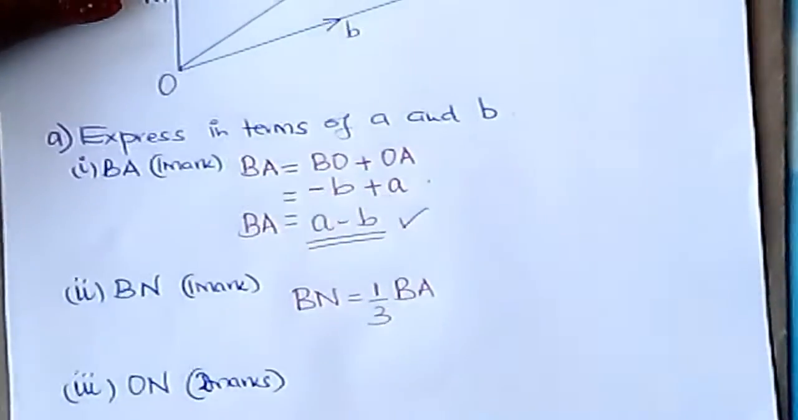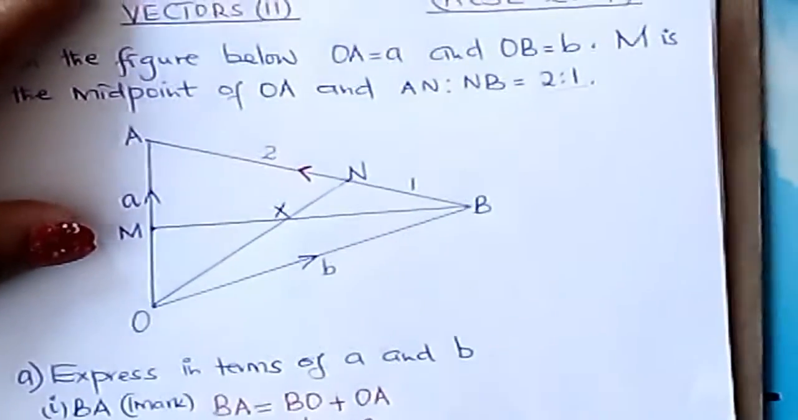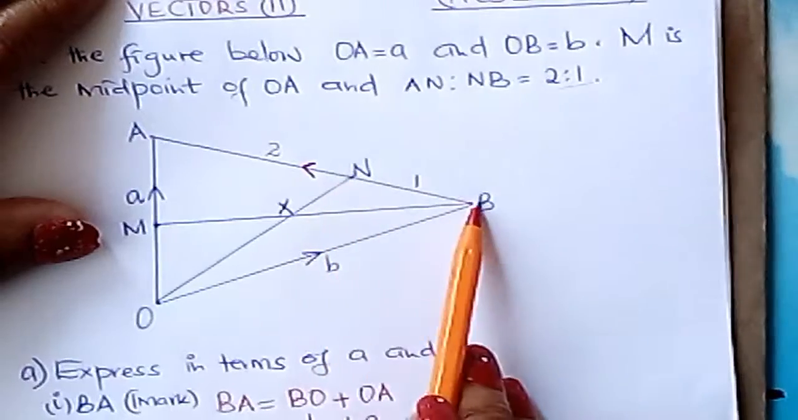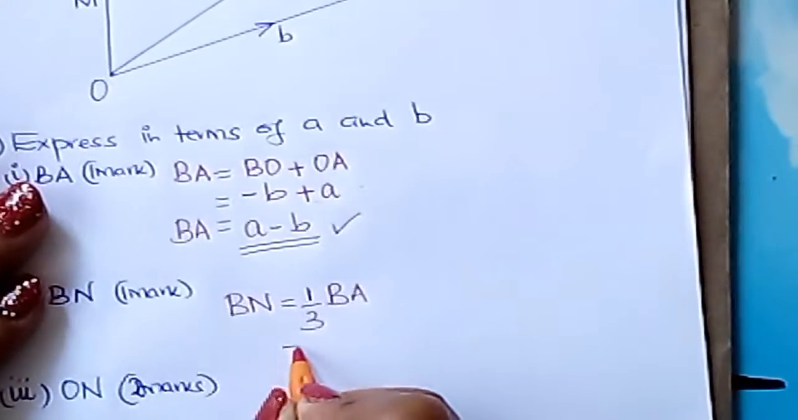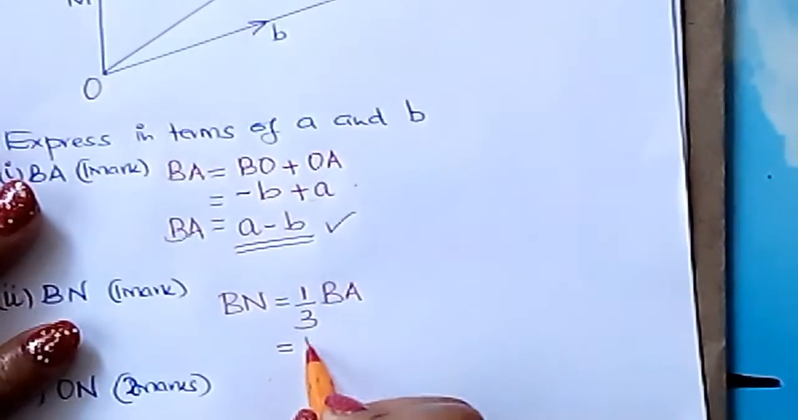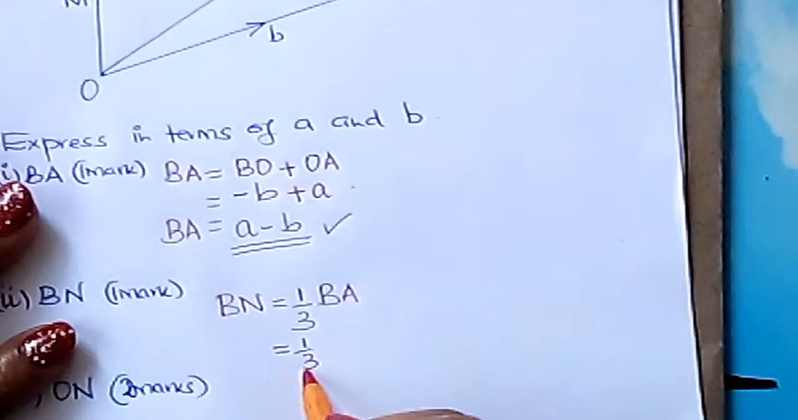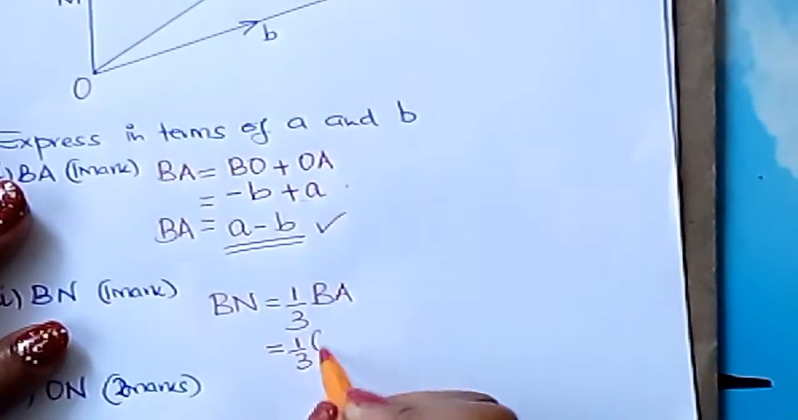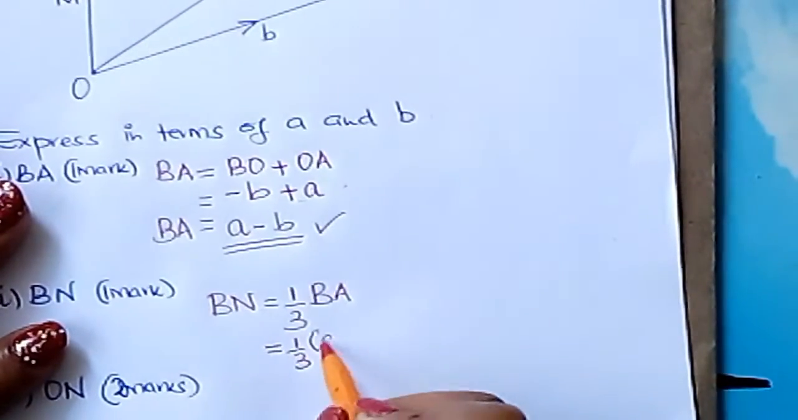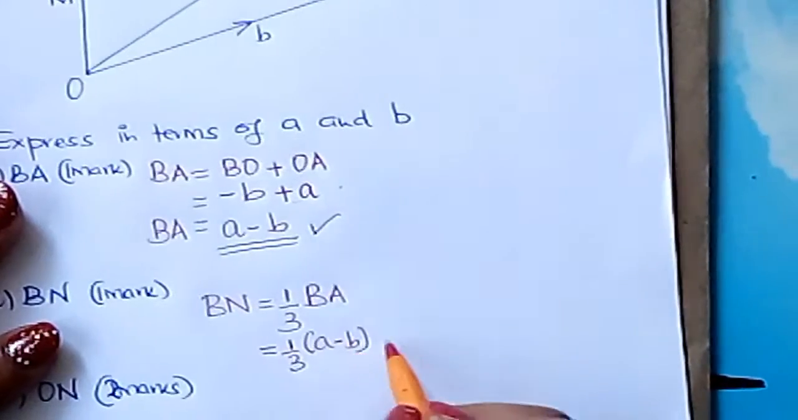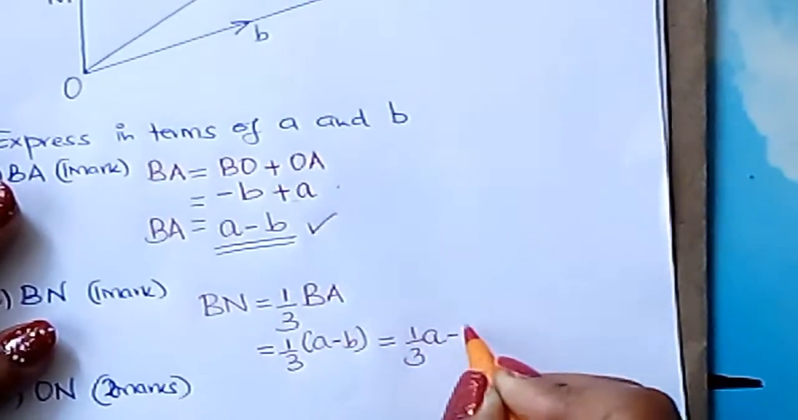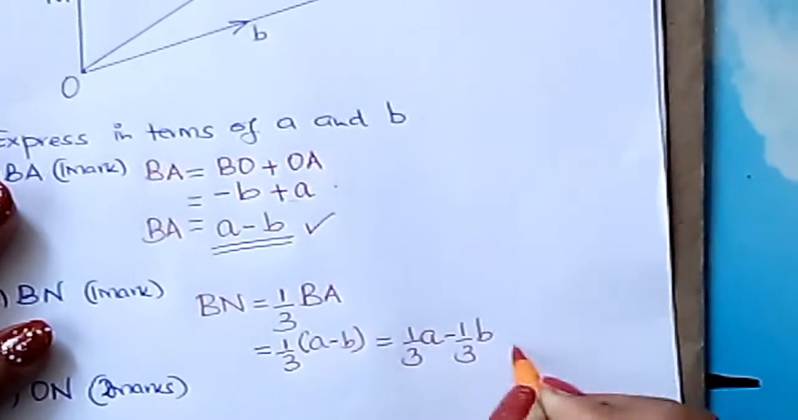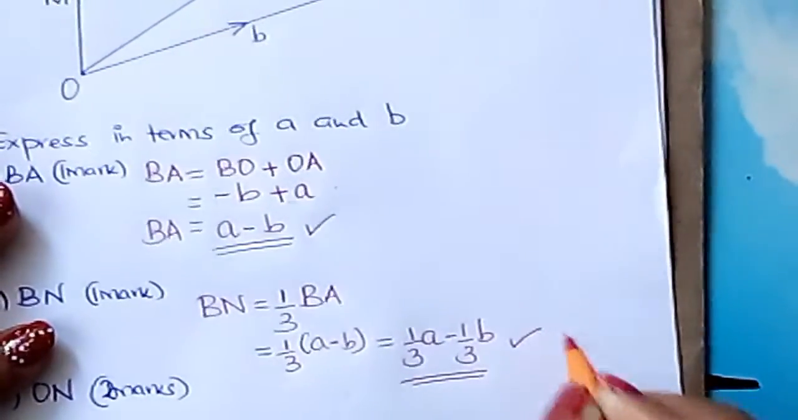I hope you can see that vector BN is a third of BA. But, learner, we have said that vector BA is what? So you come and say this is a third of vector BA, and BA from up here is a minus b. And therefore you remove the bracket, you get a third a minus a third b. There we are.